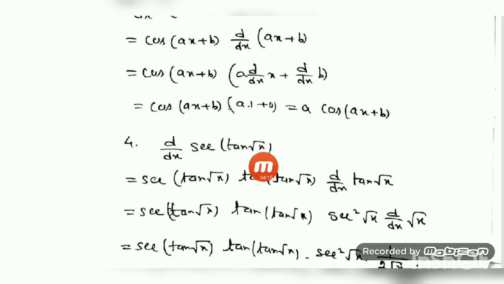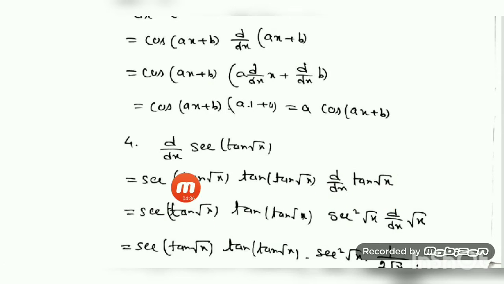d/dx of sec of tan x. Now sec, and this is a function of x. So this portion of the function of x, you think of it as x. Then the result becomes the d/dx of sec x formula. What is the formula of d/dx of sec x? It is sec x tan x. So sec of tan root x into tan of tan root x, because you have thought of tan root x as x. Then take the derivative of tan root x.